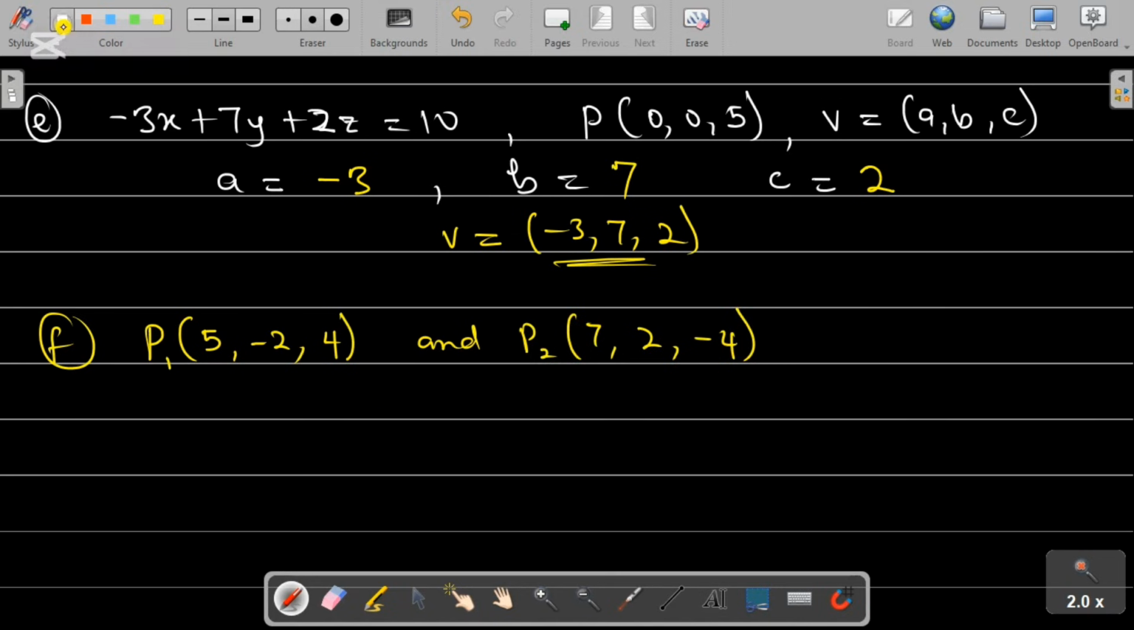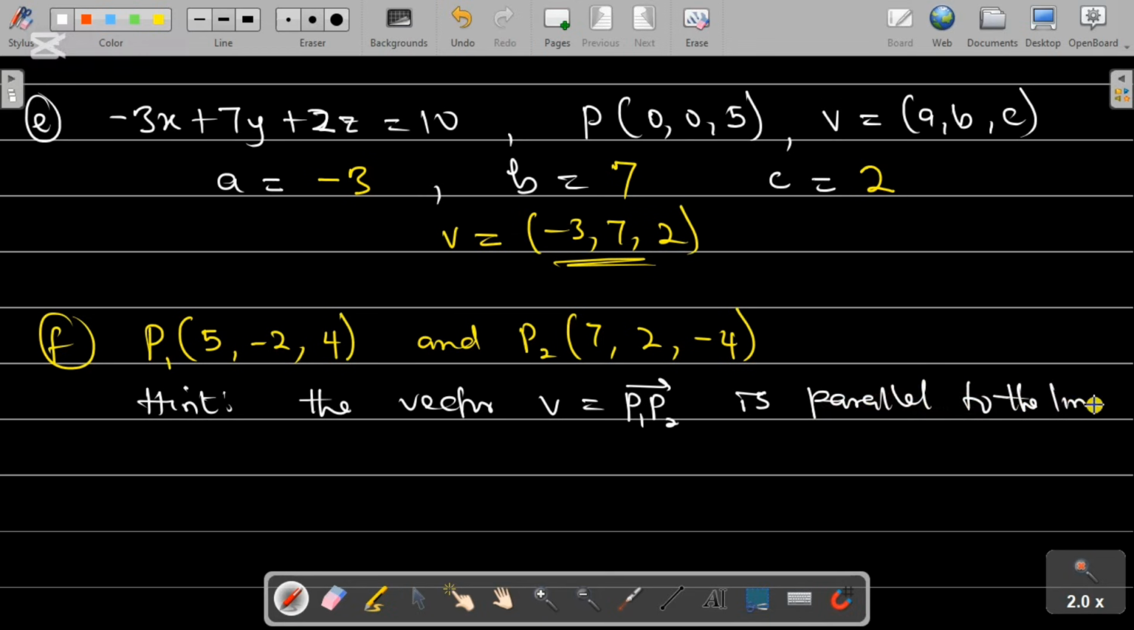Then they gave a hint. There's a hint given there. Let me point it out. The hint is that the vector V you are looking for will be equal to vector P1P2, which will be parallel to that line. So the vector that will do the job, it says find the parametric equation. So first of all, you need to get the vector. The hint is saying that this P1P2 will be parallel to the line that you're looking for. Of course, this one is talking about the equation of a line.